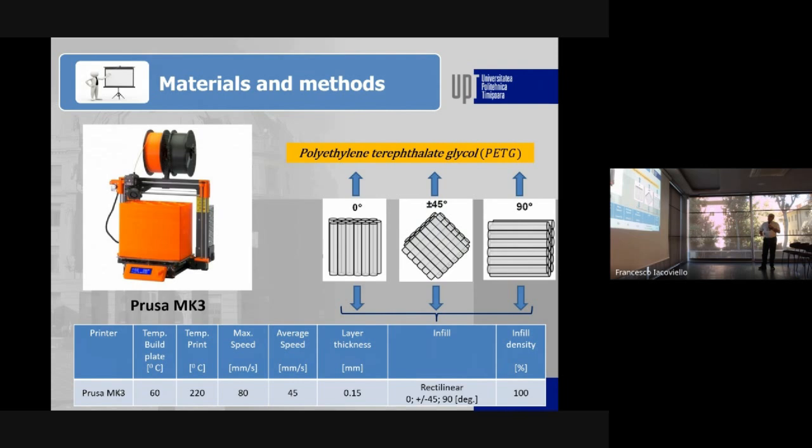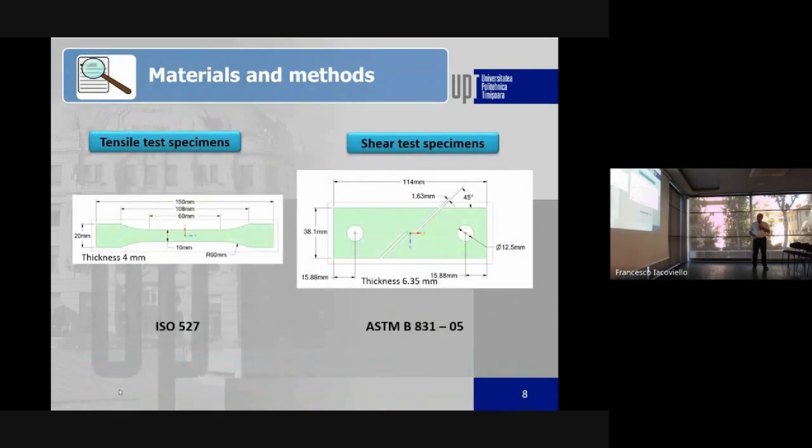We consider three types of infill. So 0 degree, which is aligned with the loading direction in tensile, 90 degree, which is perpendicular to the loading direction in tension, and plus minus 45 degrees. So we use three rasters for the infill. We use classic dog bone specimens for the tensile test, 10 millimeter width and 4 millimeter thickness.